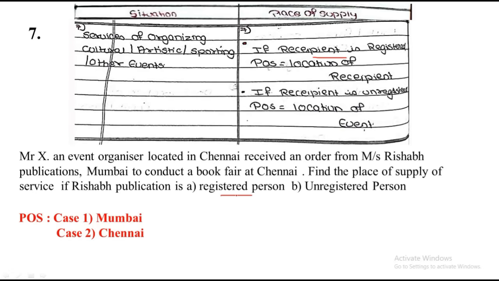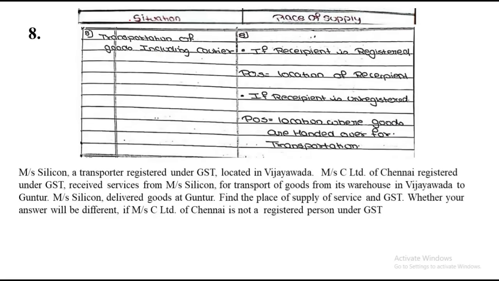Okay, this was your situation number 7. Now we have the last two situations. Situation number 8, transportation of goods including courier. If the goods are being transported and the recipient is registered, his location will be considered, and if he is not registered, then the location where the goods are handed over for transportation will be considered.